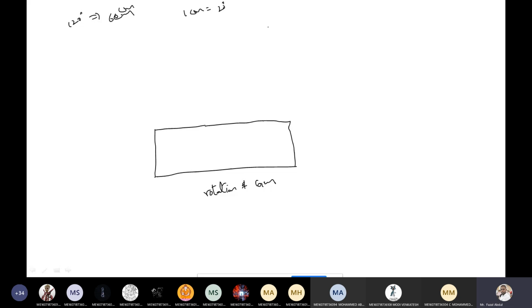Suppose the total length here is 6 centimeter. Divide the total length into 6 parts. 6 parts means 6 by 6 is 1 centimeter. Each part is containing 1 centimeter.